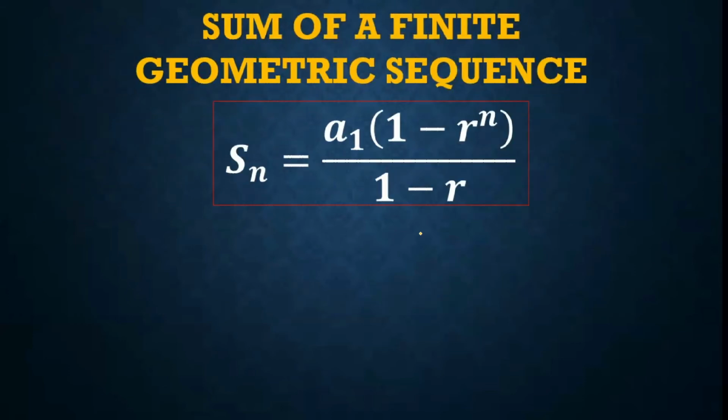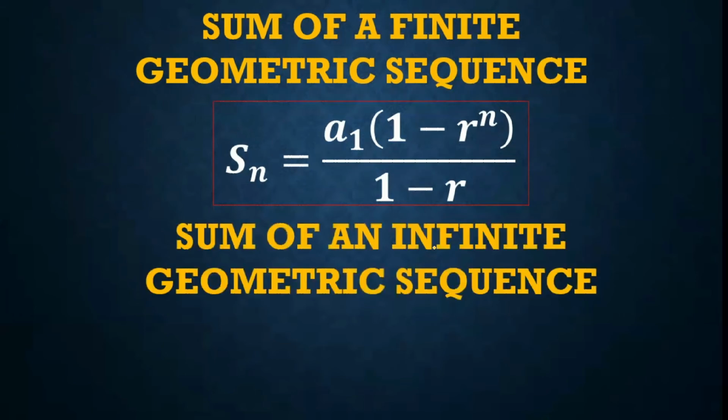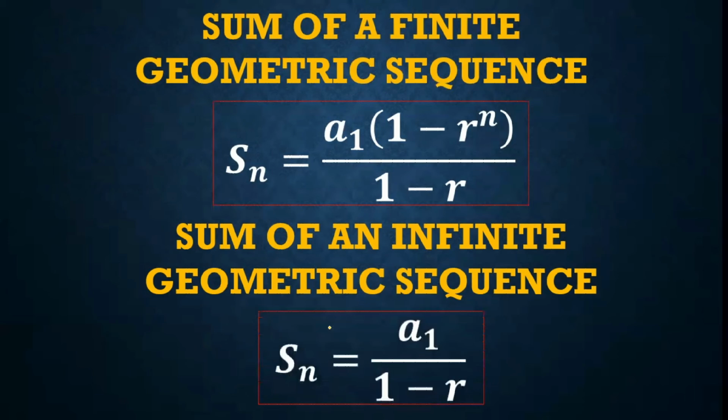So for the sum of a finite geometric sequence, the formula is S sub n equals a sub 1 times 1 minus r raised to n divided by 1 minus r. While for the sum of an infinite geometric sequence, the formula is S sub n equals a sub 1 divided by 1 minus r. So we have two formulas in the geometric series. Okay, so we have finite and infinite.